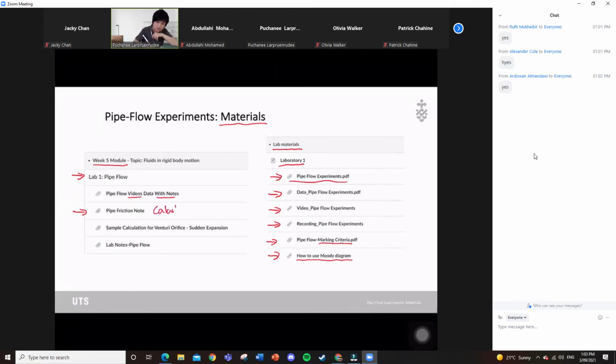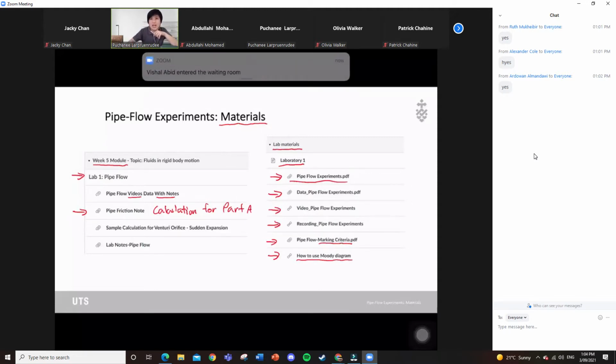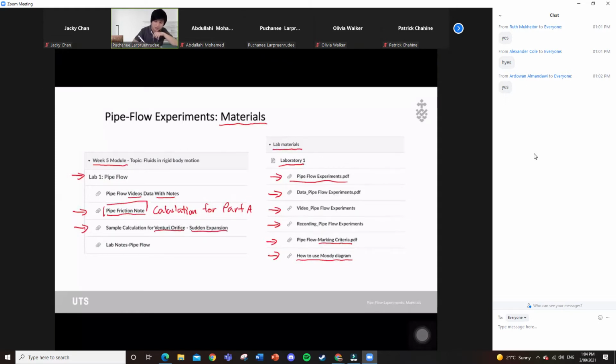the calculation for part A. For lab report 1, we have two parts, part A and part B. All the formulas that you need are given in this file. And this one, sample calculation for the venturi, orifice and sudden expansion, is for the calculation of part B.